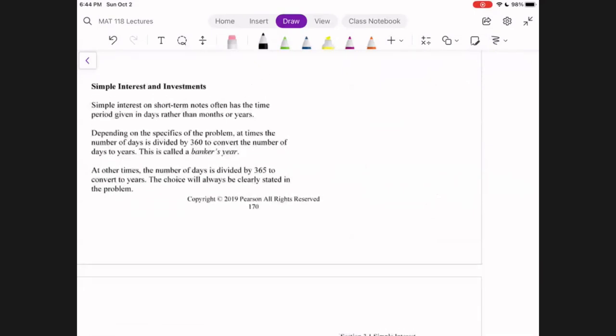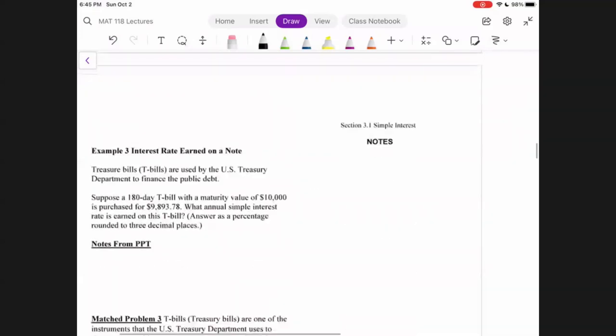One thing to note is that some of the problems use a banker's year. A banker's year is 360, not 365. Other times, the number of days is 365. The choice will always be clearly stated, like in your mini project and your project. It'll specifically state banker's year. So let's look at an example.